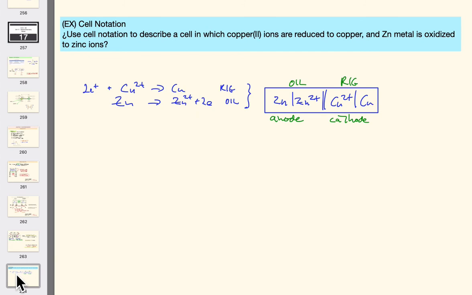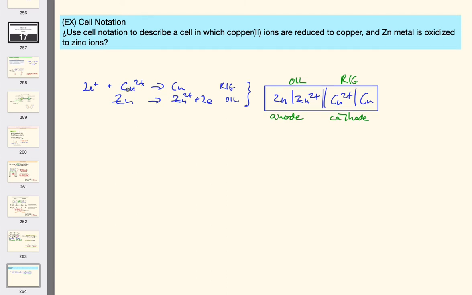Okay. For example, use cell notation to describe a cell in which copper 2 ions are reduced to copper and zinc metal is oxidized to zinc ions. It's pretty easy. Just draw that out. So what's happening at copper? It just said copper 2 ions are reduced. Reduction is gain. So how many electrons is a copper 2 going to gain to become copper? It's going to gain 2. So there we go. Reduction is gain. It actually said the word reduced, so that's pretty easy. I can also tell you that is your cathode. Why? Because of red cat.